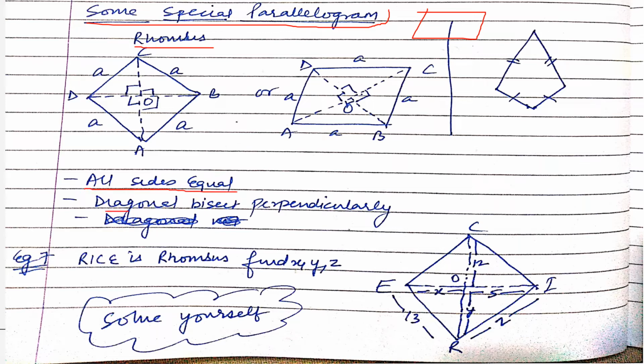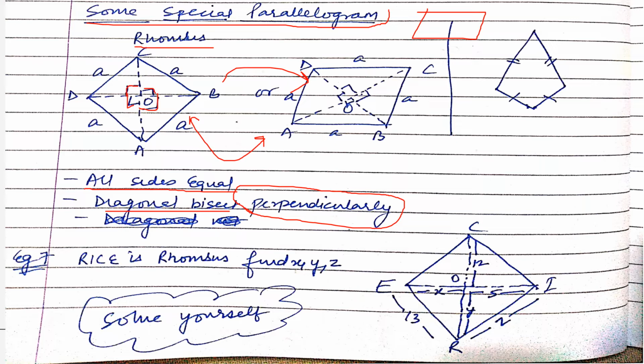Second thing, diagonals bisect as in a parallelogram. But the special thing is they bisect perpendicularly. That means they bisect at an angle of 90 degree with each other. This is very important to understand. Okay, then these two are both examples of rhombus only. I've just rotated it. If you draw like this and rotate, it becomes like this. So both are the same thing. They both are parallelograms with all sides equal.